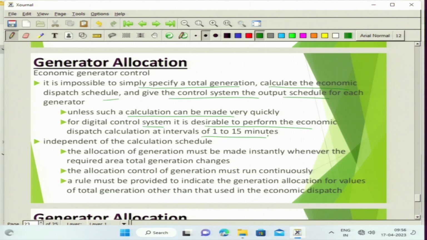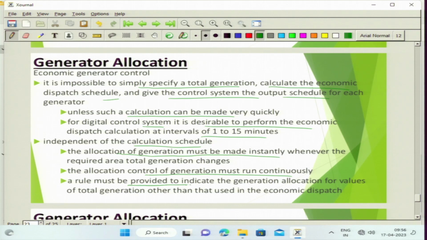So you can carry out ED once in 50 minutes. Independent of the calculation schedule, apart from this calculation of ED, there should be some other means by which you manage this sort of disturbance. So how do you do it? The allocation of generation must be made instantly whenever the required area total generation changes. So the allocation control of generation must run continuously. This allocation should run continuously, but the economic dispatch command will happen once every 15 minutes, right.